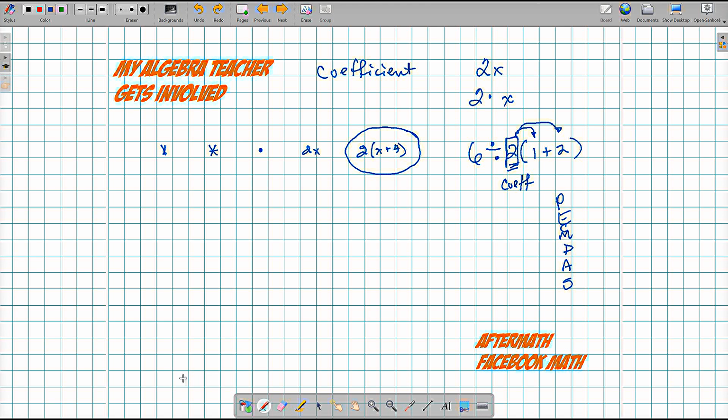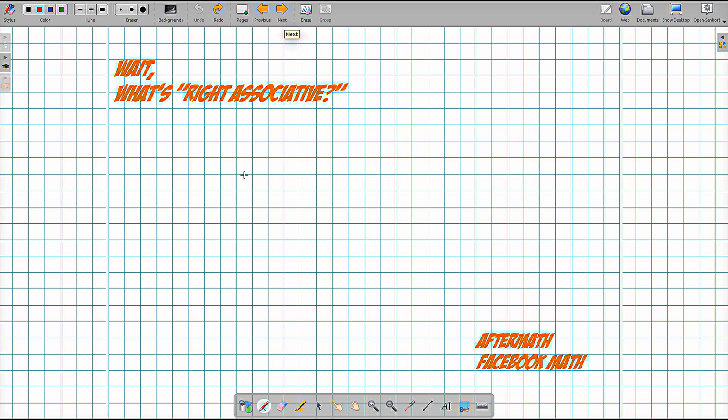And of course, that leads to some other questions. Of course, here I have this ambiguity again. Do we deal with multiplication or do we deal with division first? Well, and then we also have this idea of dealing with stuff from left to right, but we have some mathematical functions like right associative.